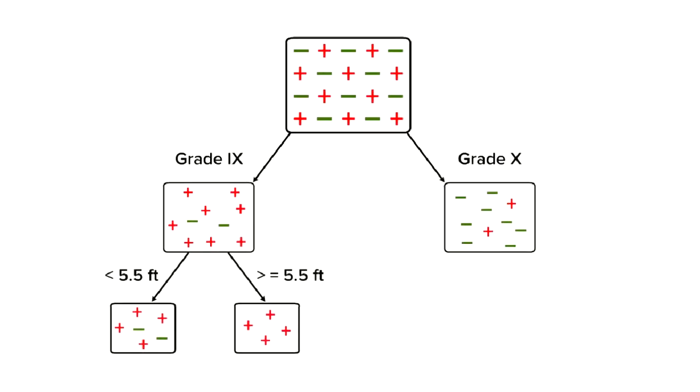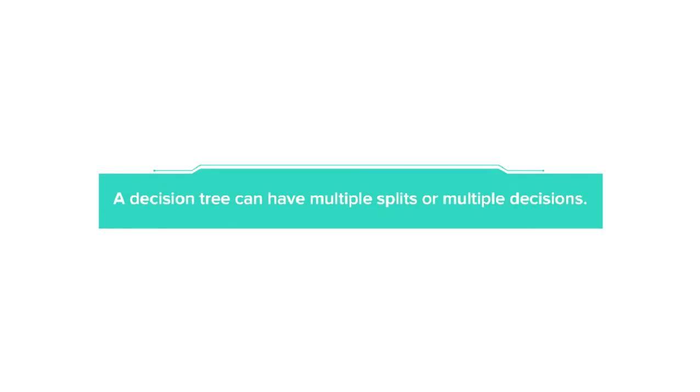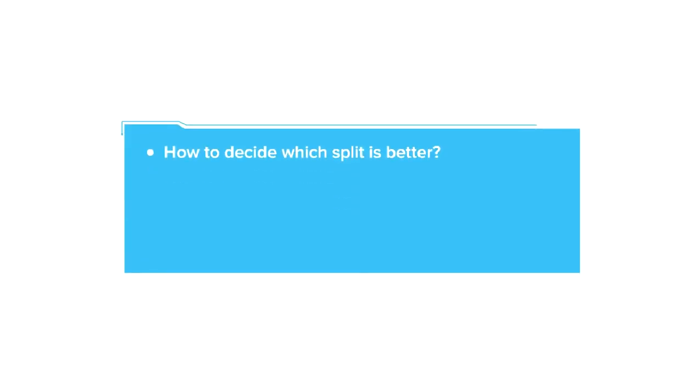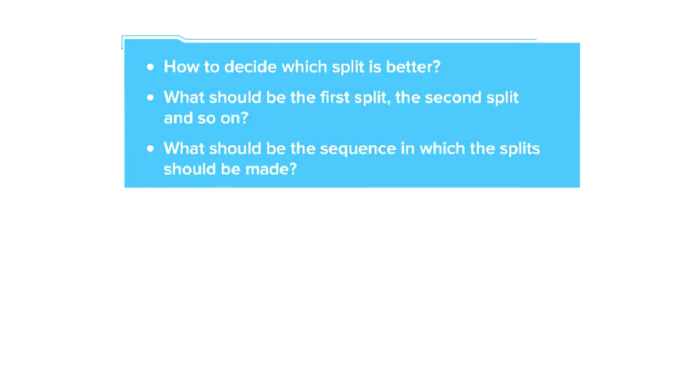We can have more splits as well. We can split the class 9 node further, let's say based on their heights. Or we can split the class 10 node further based on the performance of students in that particular node. The idea which we want to convey here is that we can have multiple splits, multiple decisions in the decision tree. So the question which you might be having here is how to decide which split is better, or what would be the first split, the second split, and so on. What should be the sequence in which the splits should be made?